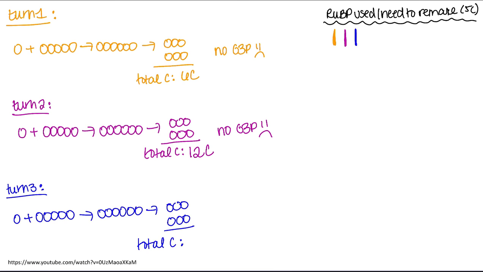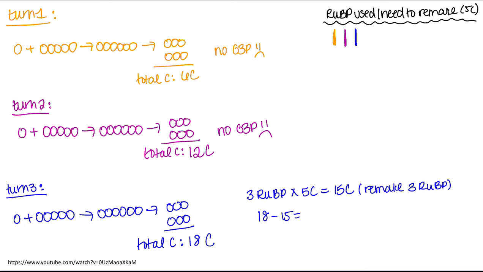So from turn 1, we have 6. From turn 2, we have another 6. And turn 3, we have 6. So we have 18 total carbons. At this point, if we calculate our carbons, we should have enough to remake our RuBPs and to make 1 G3P molecule. So we used 3 RuBPs multiplied by 5 carbons, which means we need 15 carbons, and these 15 carbons are going to remake 3 RuBPs. And then when we take 18 minus 15, we get 3 carbons left over, and this is going to be 1 molecule of G3P.